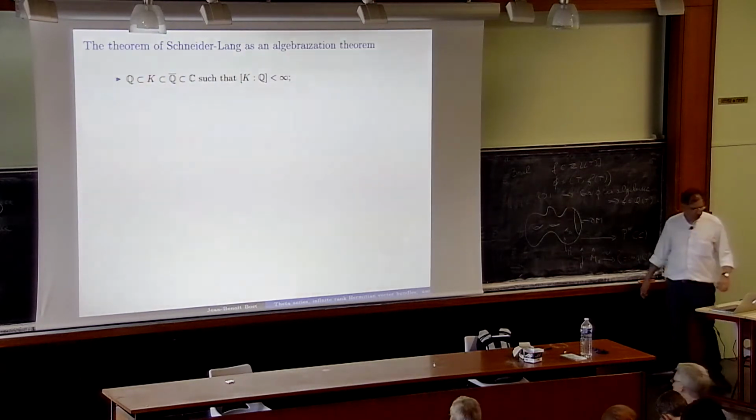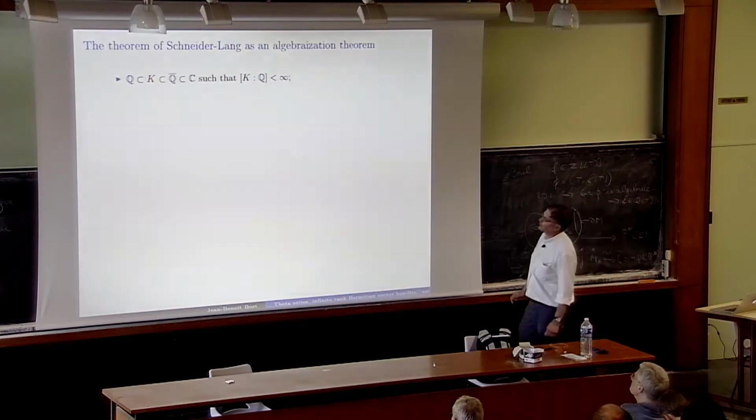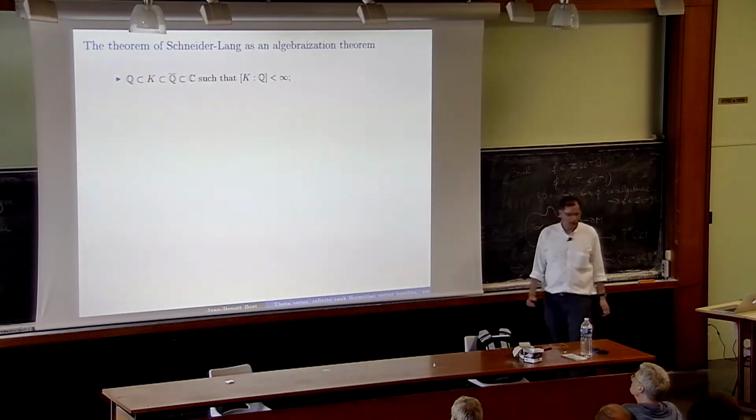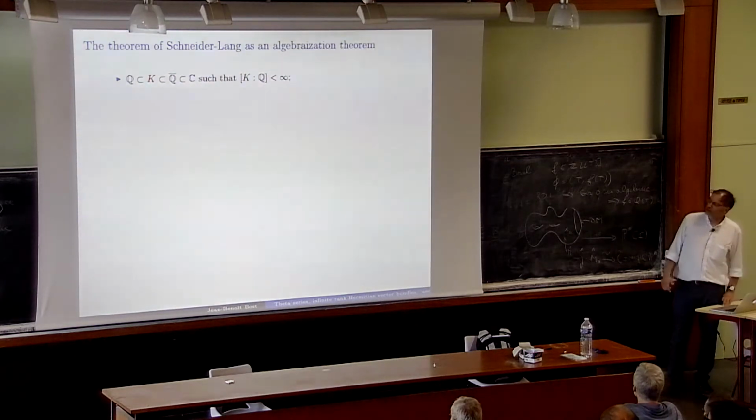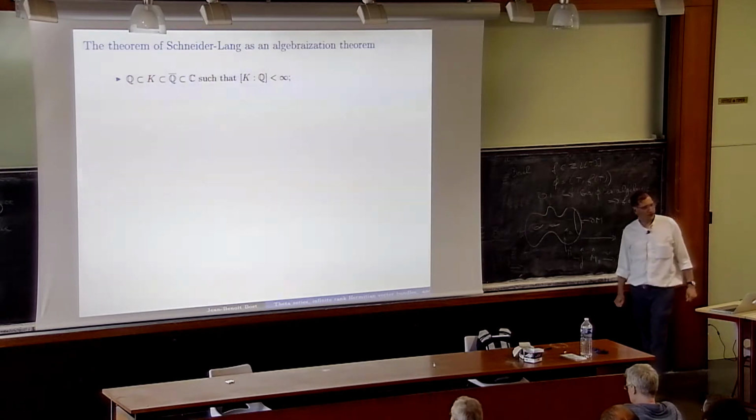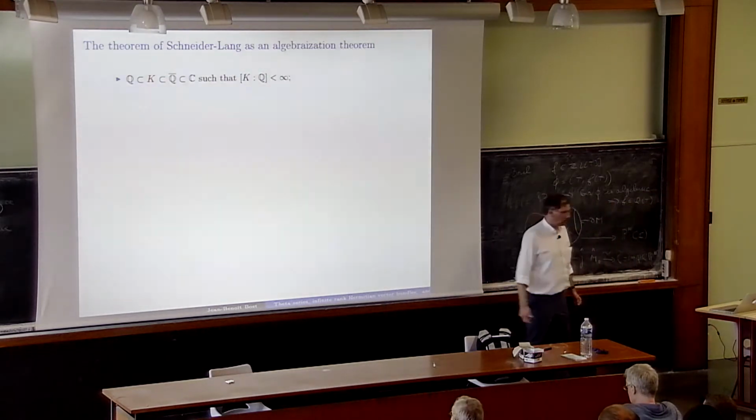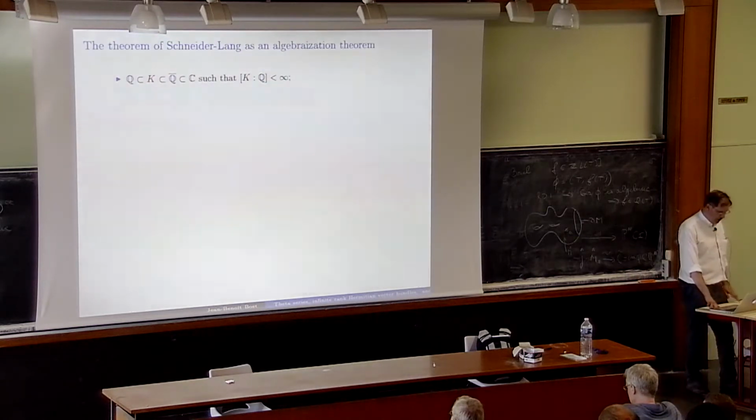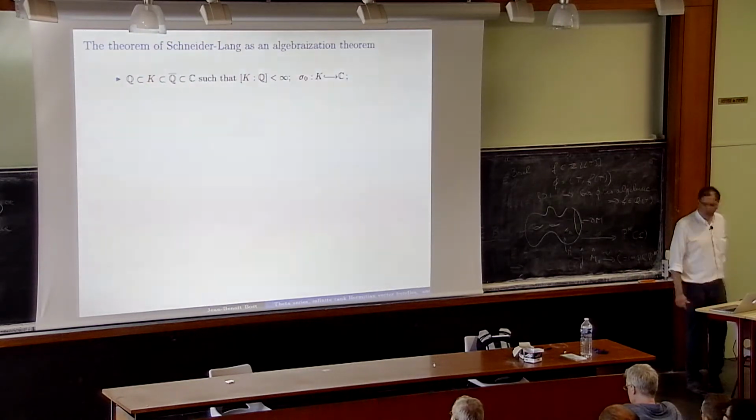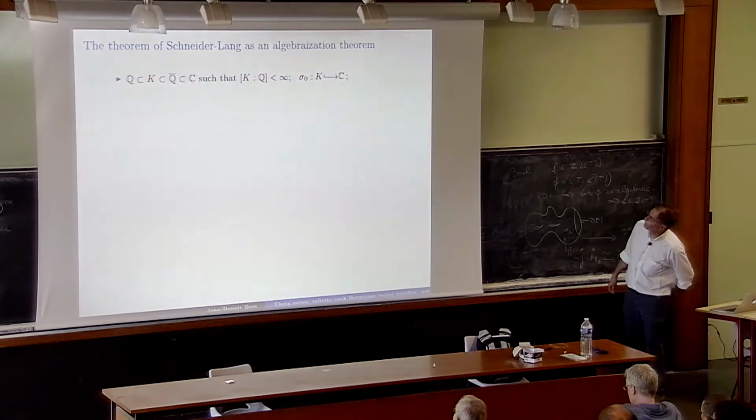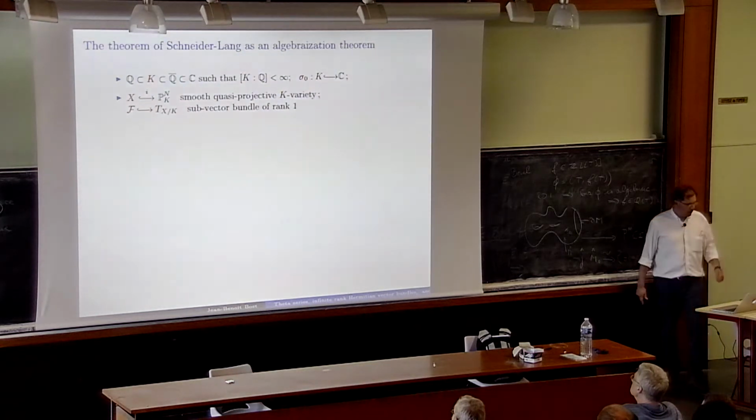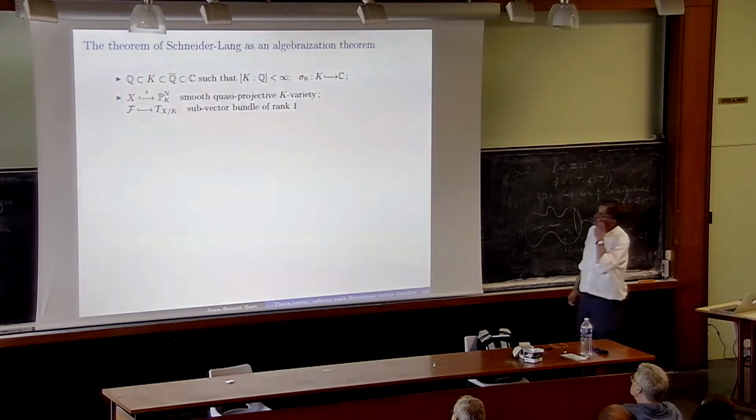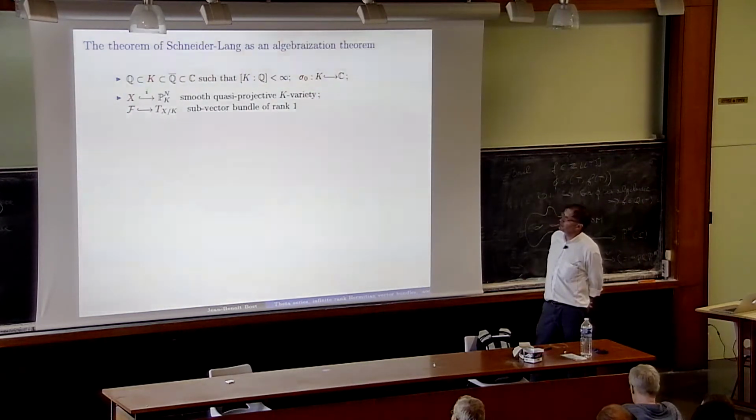Okay, so let me first recall to you the statement of the theorem of Schneider-Lang. So you start with some number field K that you embed in C. You have a preferred embedding of K in C. You're doing transcendence theory, so you choose one embedding. Let me call this embedding sigma 0. Okay. Now let me consider a smooth quasi-projective variety in Pn of K.